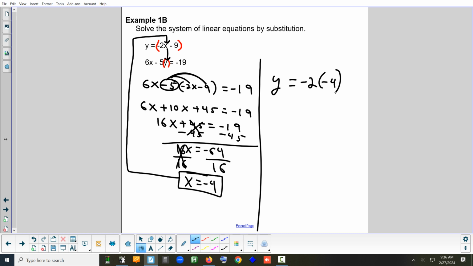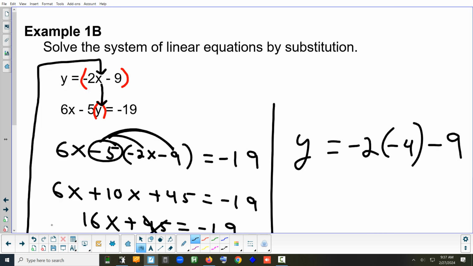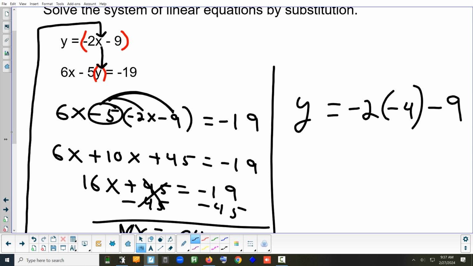Negative 9. Yeah, we still need the negative 9. Okay, what's negative 2 times negative 4? 8. Yep, 8. And what's 8 minus 9? Negative 1. There you go.